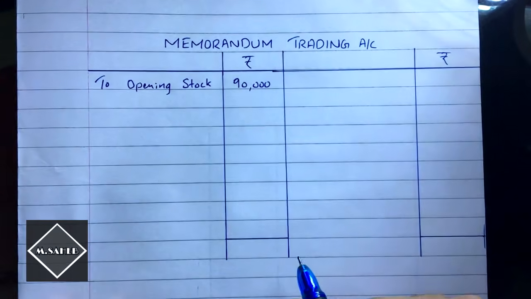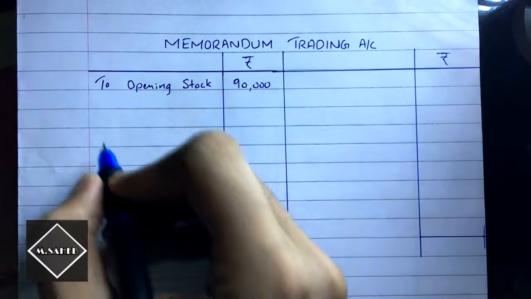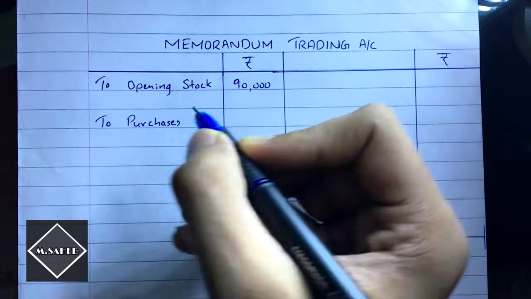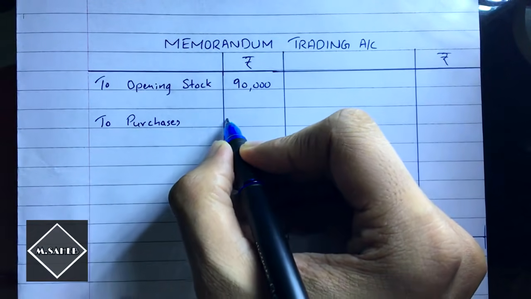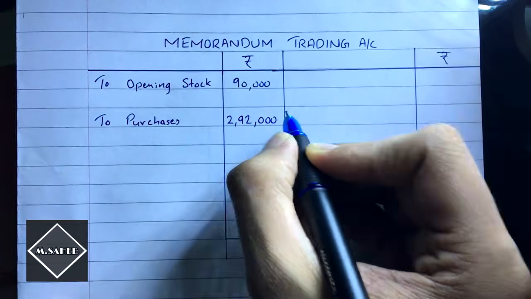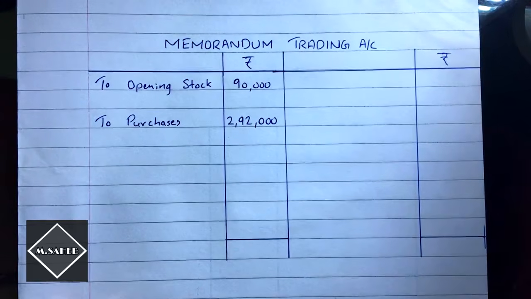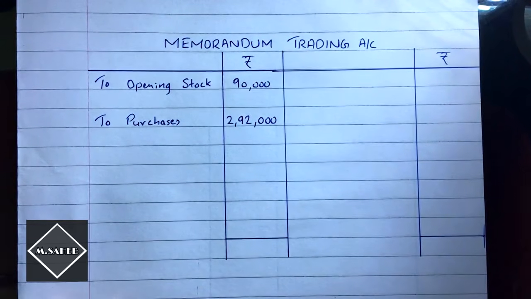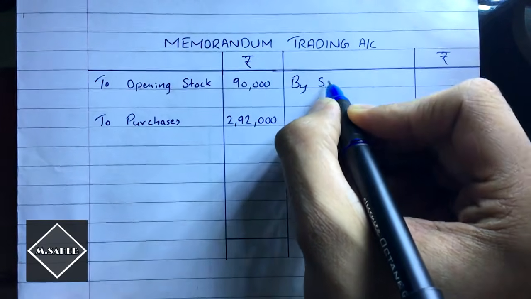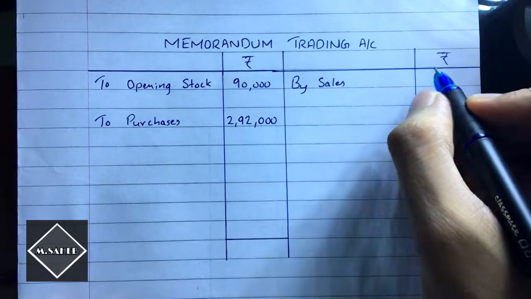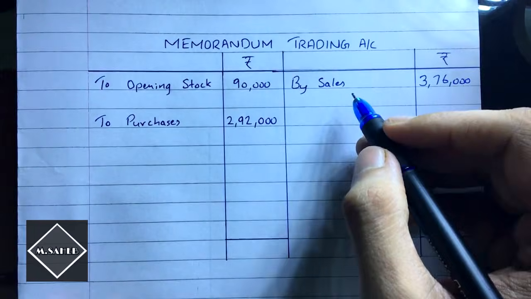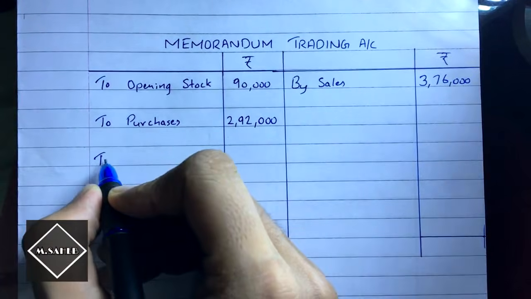Then we need to take to purchases, and purchases is always debited in the memorandum trading account. It is given in the question as 2,92,000. After that, we need to take the sales which we found out in the debtors account, by sales on the credit side. It is equal to 3,76,000, and then we need to find out the gross profit.